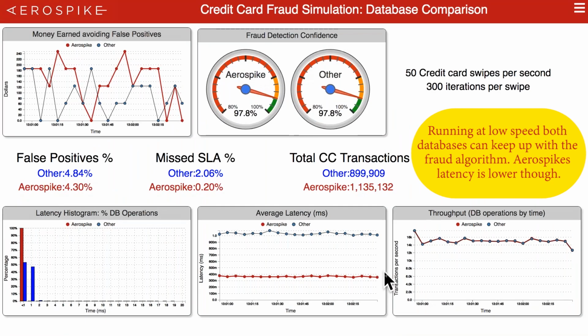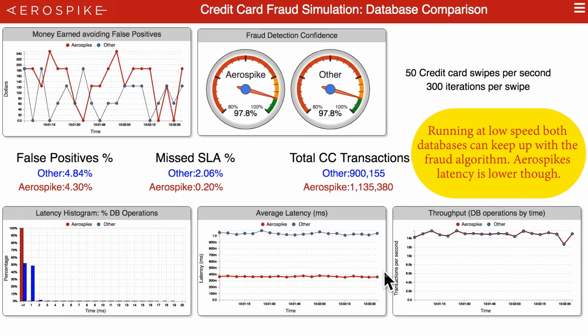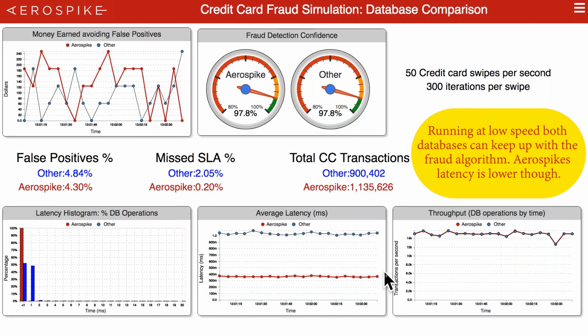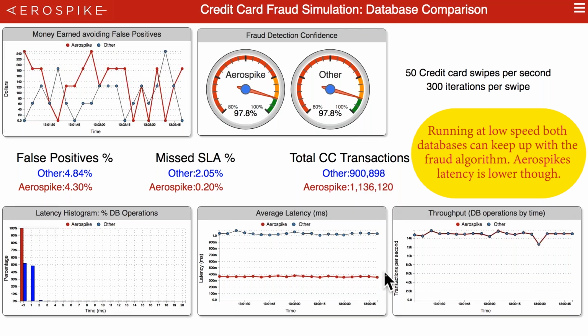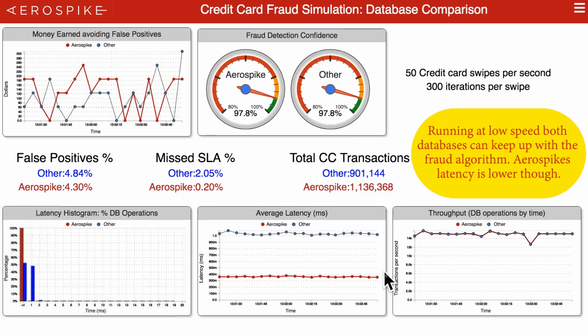And as we can see, we've got the simulation running. We're currently running at 50 credit card swipes per second and 300 iterations per swipe. Across the top, we can see that in the center we get the fraud detection confidence factor. They're both running at the same, and the money earned avoiding false positives is roughly the same. We also see that the SLAs are a little different, and we'll explain why.